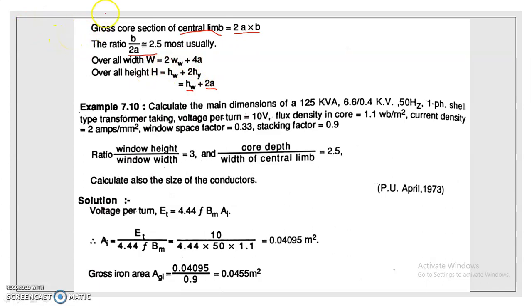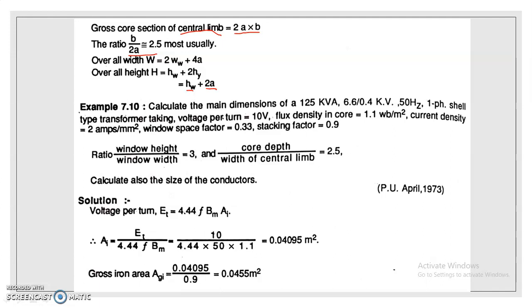Flux density in the core is 1.1 Weber per meter square, and current density 2 ampere per mm square is given. For window space factor, there is no need to assume it; it is already given as 0.33. Stacking factor is also given as 0.9, and some ratios are given: window height divided by window width equals 3, and core depth small b divided by the width of the central limb 2a, that is B upon 2a, equals 2.5. Now calculate the size of the conductor also.